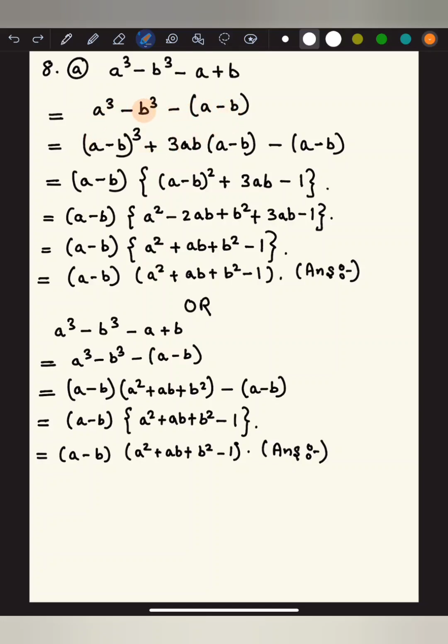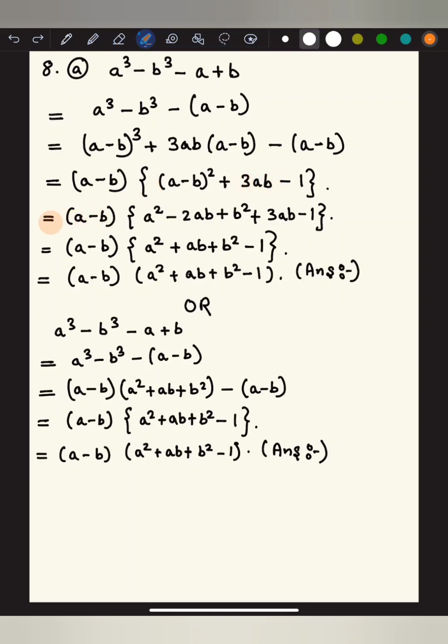Now the formula of a cube minus b cube is what? (a minus b) whole cube plus 3ab into (a minus b), and this minus (a minus b) I have written. So from these three terms I have taken a minus b as common. If I take a minus b common, I will get (a minus b) whole square plus 3ab, and from the last term I have taken a minus b, so I have got minus 1. I have just simplified this.